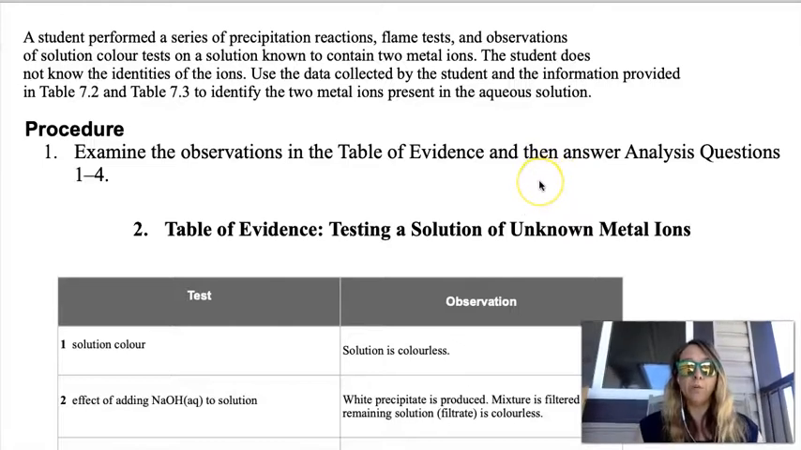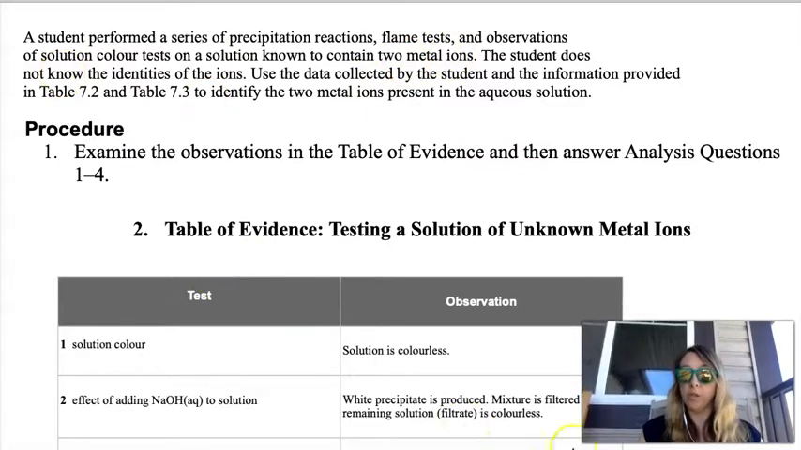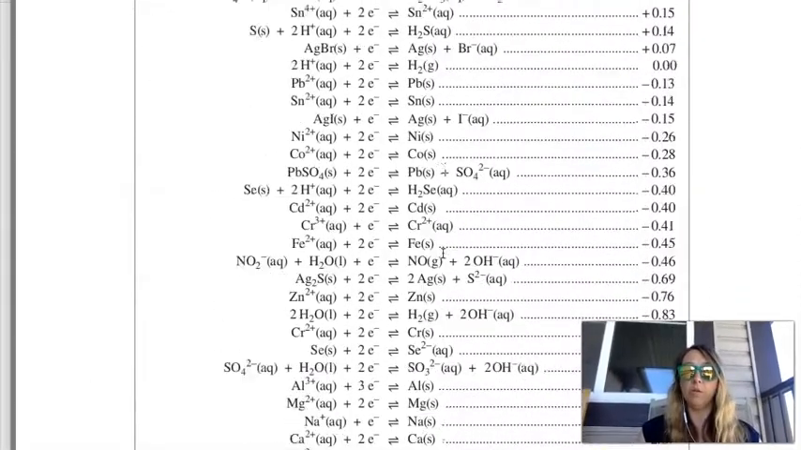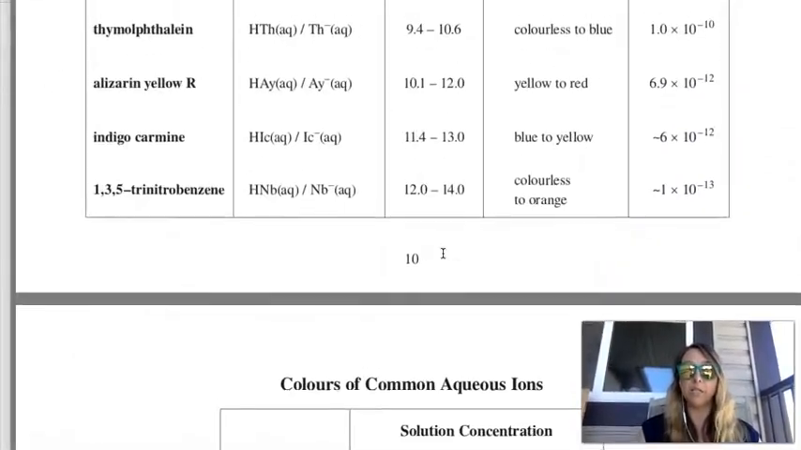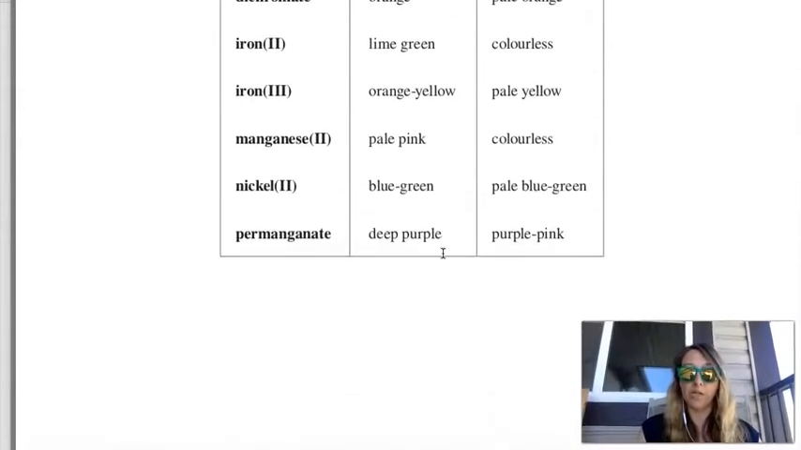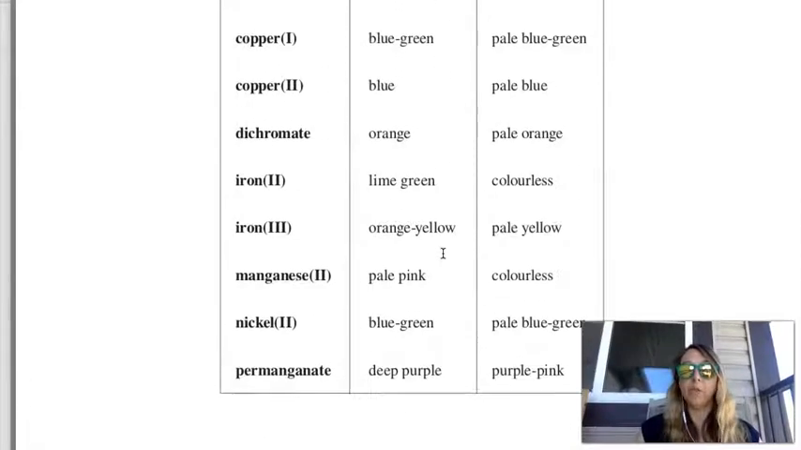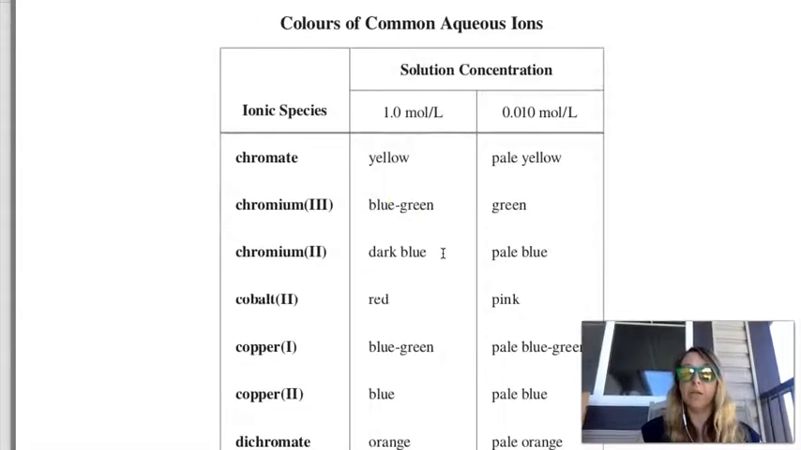So a student performed a series of precipitation reactions, flame tests, and observations of solution color tests on a solution known to contain two metal ions. Okay, that was one thing I didn't actually talk about, the color of the solution. So if you go back to your red book again, close to the back of it, page 11, you'll see that there is a table here. It says color of common aqueous ions.